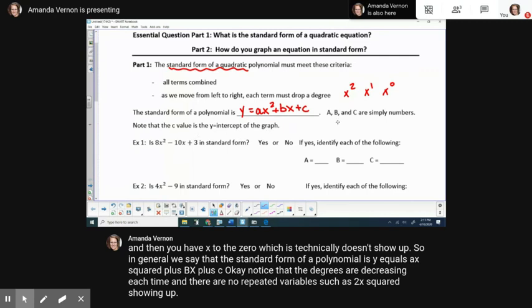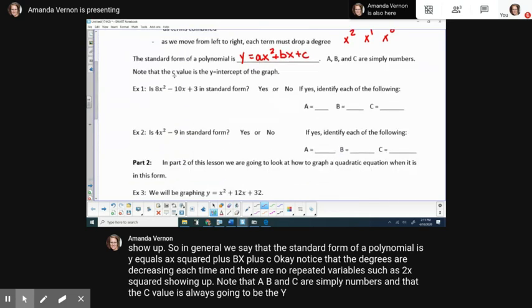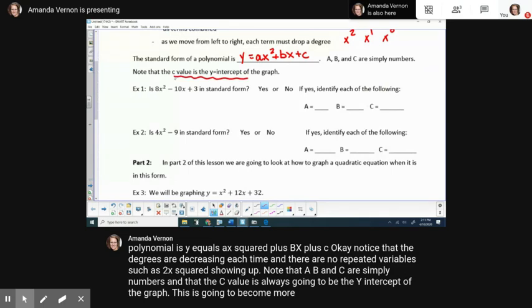Note that a, b, and c are simply numbers, and that the c value is always going to be the y-intercept of the graph. This is going to become more important as we continue our learning. So let's take a look at two examples.